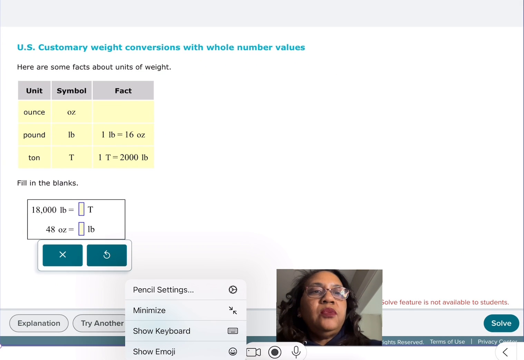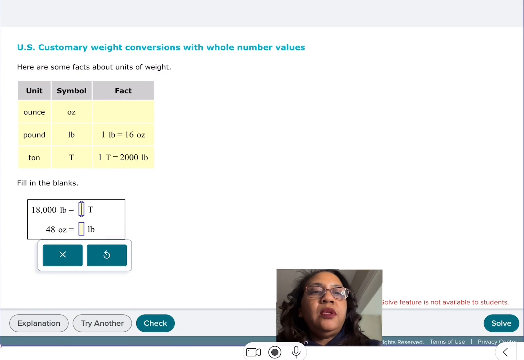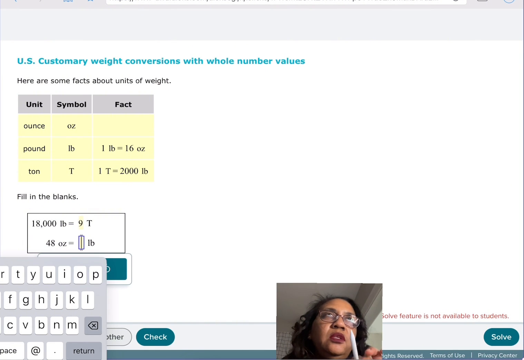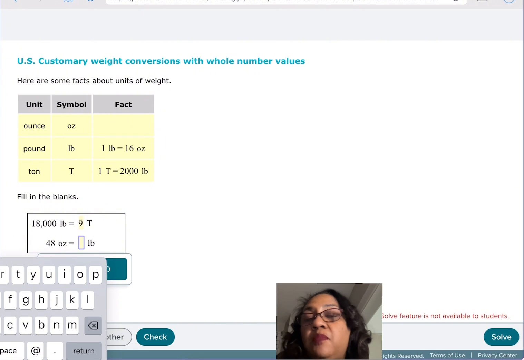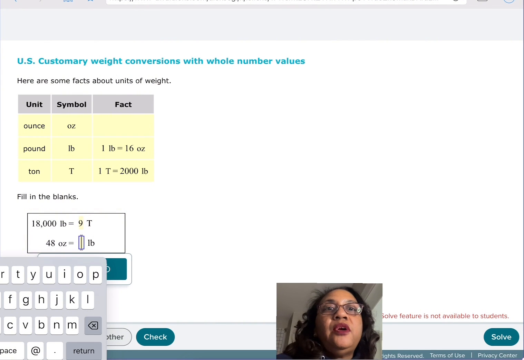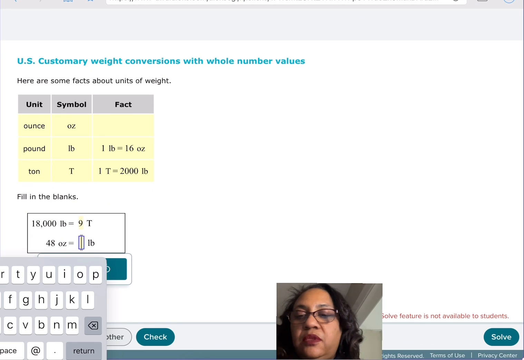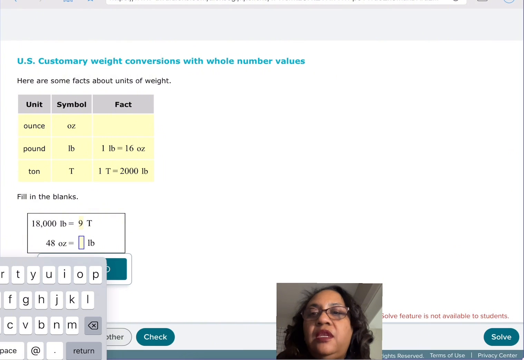I am going to go to a smaller keyboard because that big one's always in the way. So we get 9 here, and then we're going to go from 48 ounces to pounds. So ounces is going to be a bigger number, but pounds is going to be a smaller number. So we know that there are 16 ounces in 1 pound. So we're going to take 48 divided by 16, and we're going to get pounds. So 48 divided by 16, and that's 3.